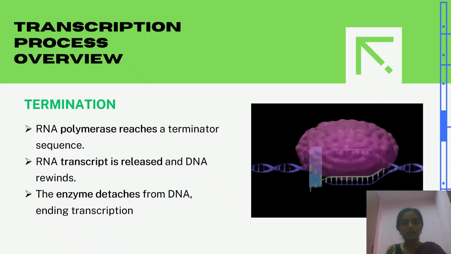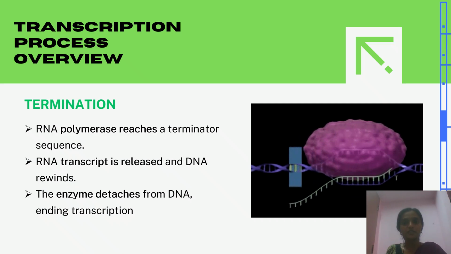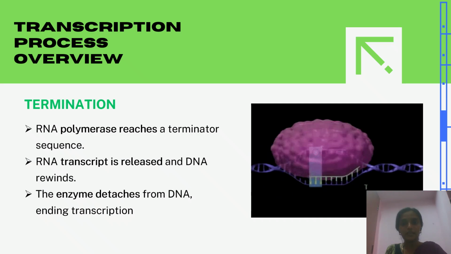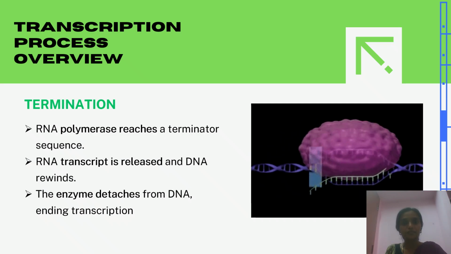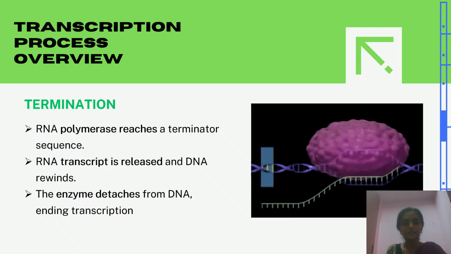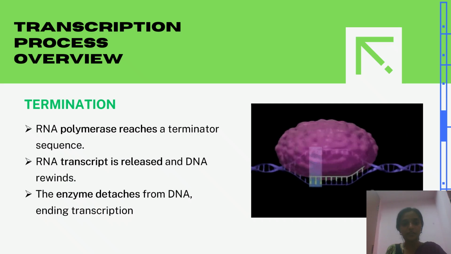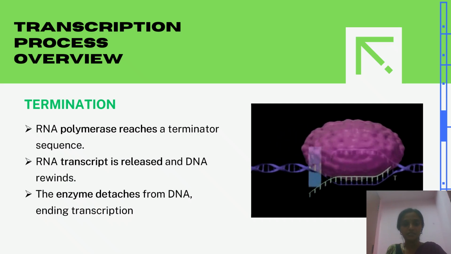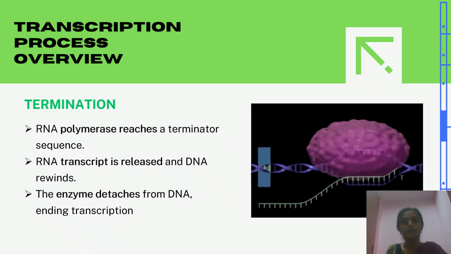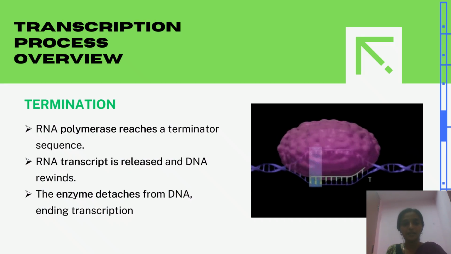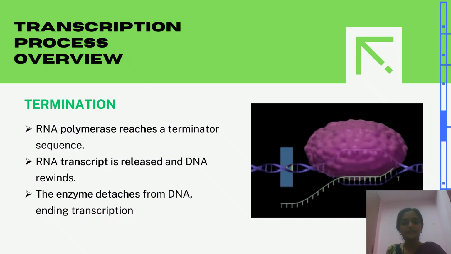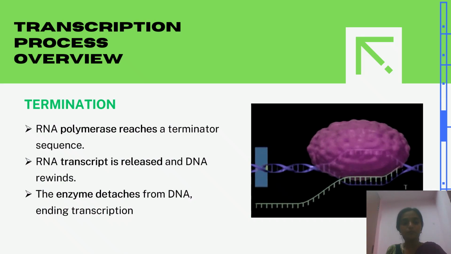Finally, termination. When a termination sequence is reached, the RNA is released and the enzyme detaches. The DNA helix reforms and the newly made RNA is ready for translation. When RNA polymerase reaches the terminator sequence, the process is finished. The end product RNA is released, the DNA rewinds, and the enzyme is recycled again and again. The enzyme detaches from DNA, ending transcription.